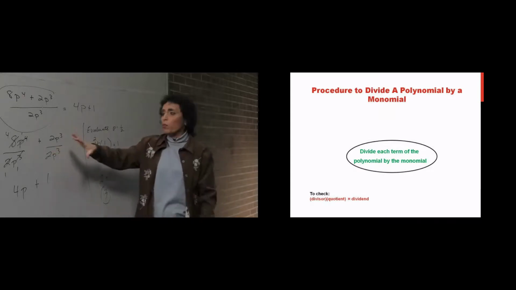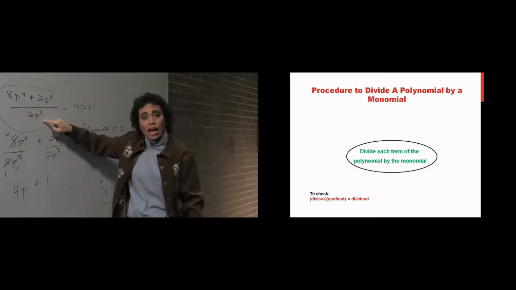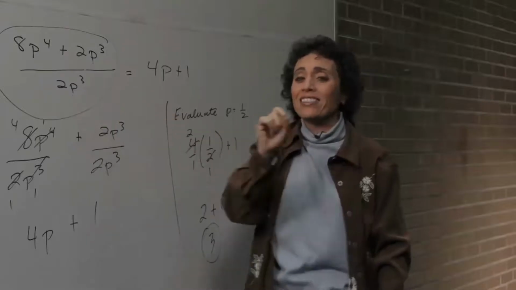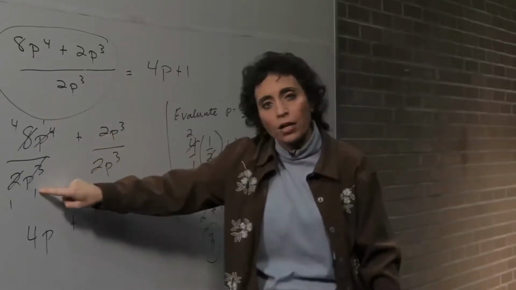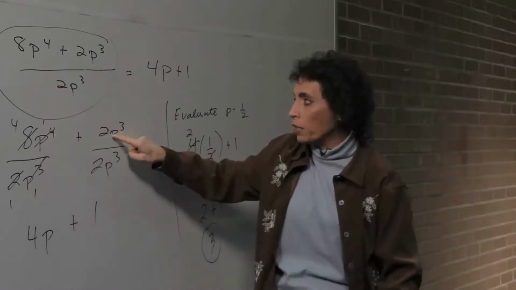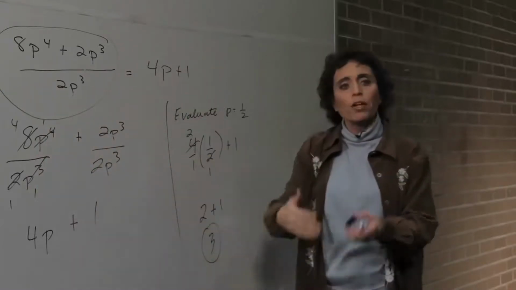So let's talk about what we just did. We just divided a polynomial by a monomial. And how did we do that? Well, as it states in your workbook, we divide each term of the polynomial by the monomial. So we take each term of the polynomial and divide it by the monomial. And that's how you divide a polynomial by a monomial.